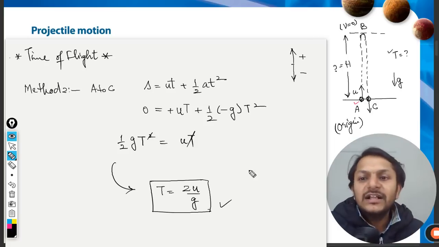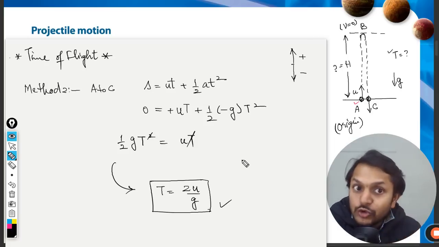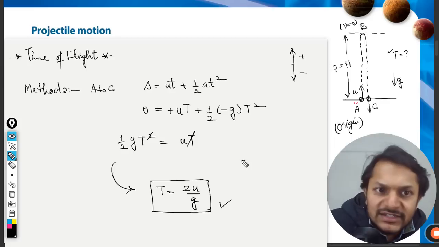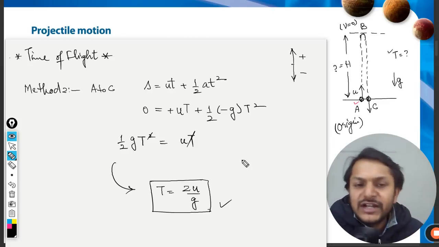So this is how you do it. This is method number two for the vertical projectile motion. So my dear students, this is all, and we have done the vertical projectile motion.